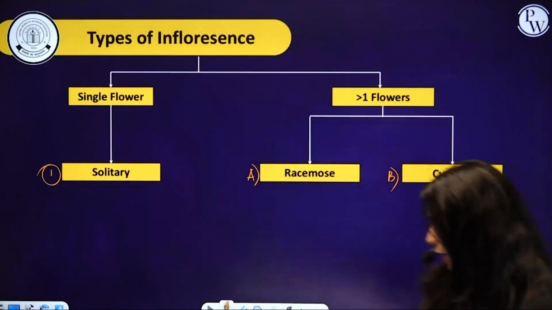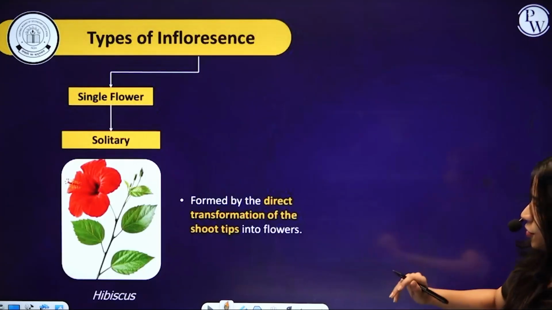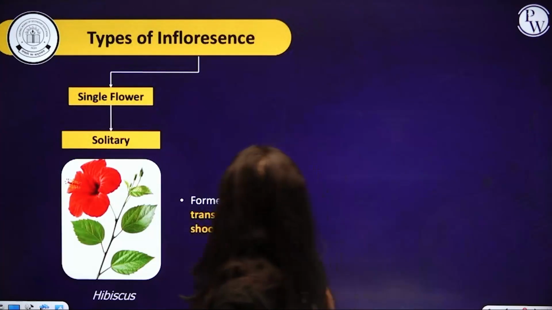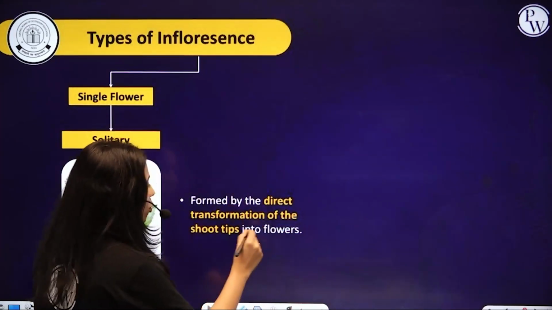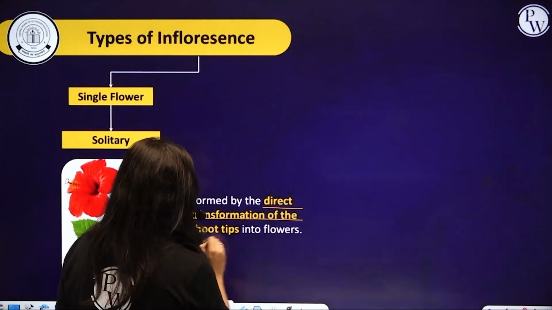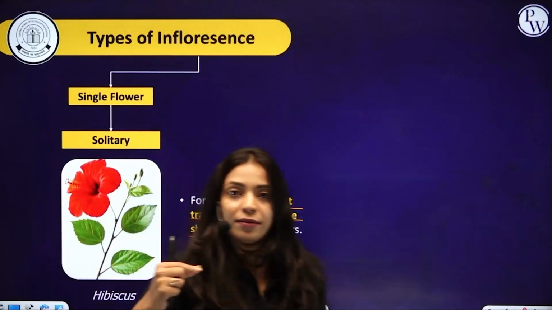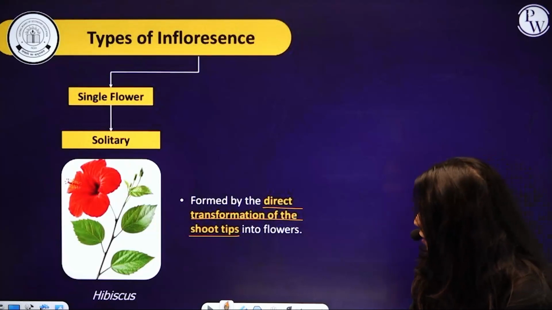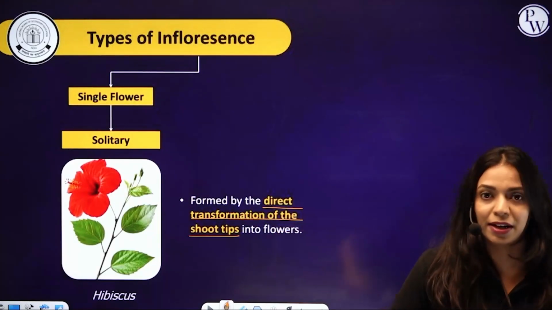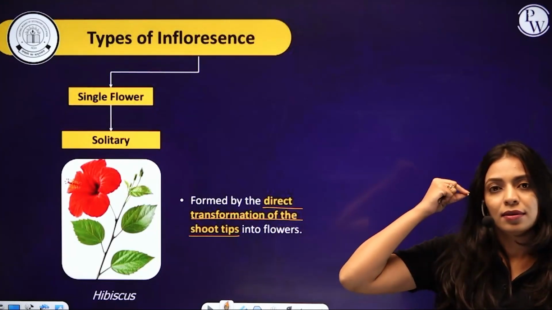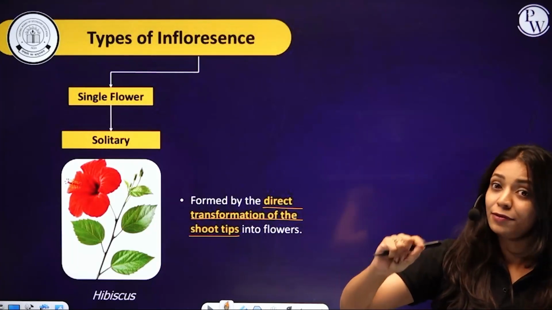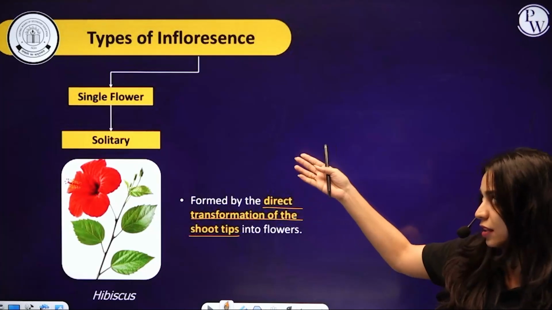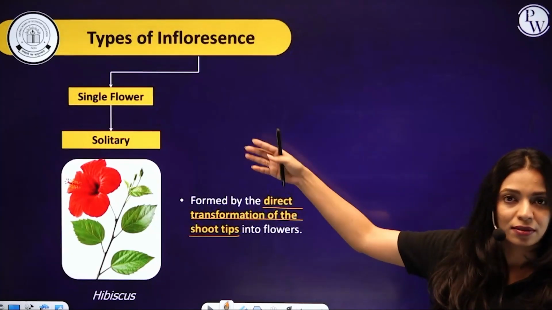All right. Now, let's talk about each of those different types, starting with the single flower. What happens here is, it is formed by the direct transformation of the shoot tips. We've already spoken about the different parts of the shoot, right? So you know that in the shoot tips, there is meristematic tissue. The tip of the shoot itself, if it transforms into a flower, then usually it will be a single flower, or we call it solitary.